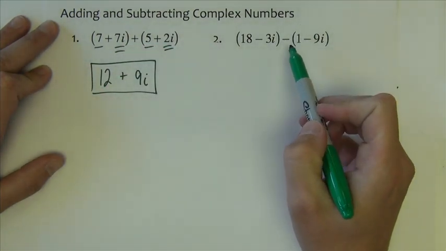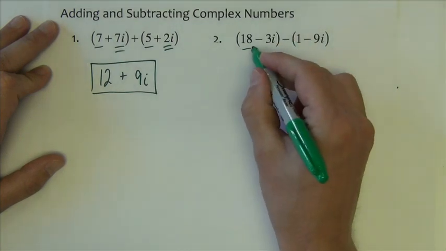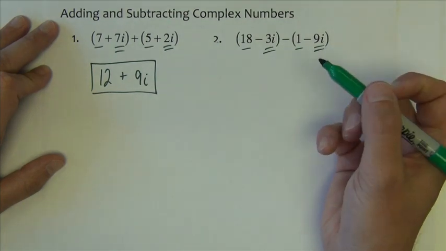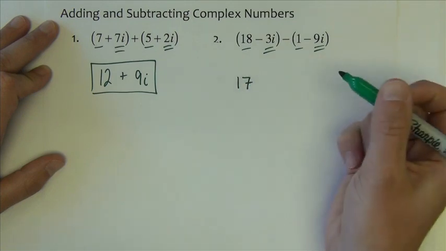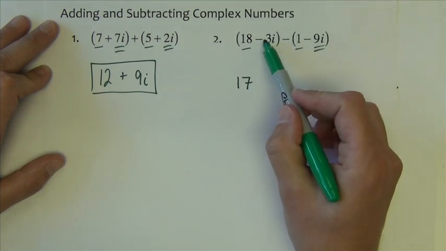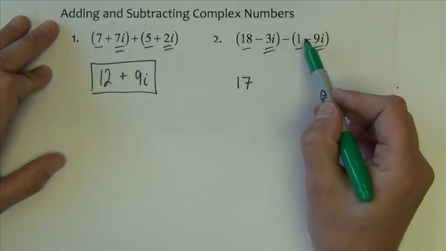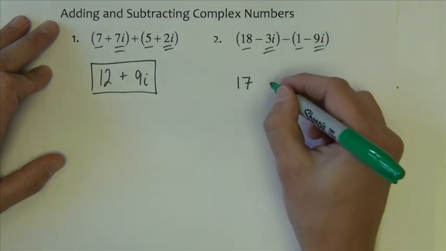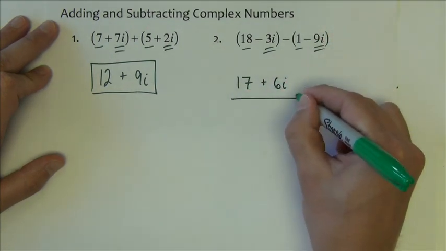In the second example, it's a subtraction example, but it's really no harder than the addition example. I identify the like terms, and I'm going to combine the like terms. 18 minus 1 is 17. -3i minus -9i: the minus negative here becomes plus, so I really have -3i plus 9i. It's going to be plus 6i.